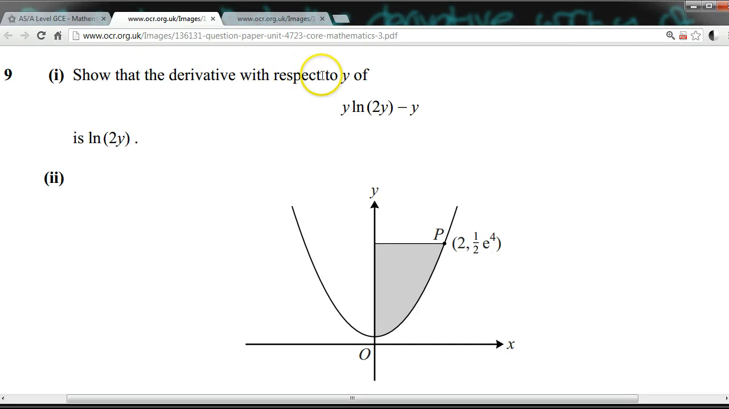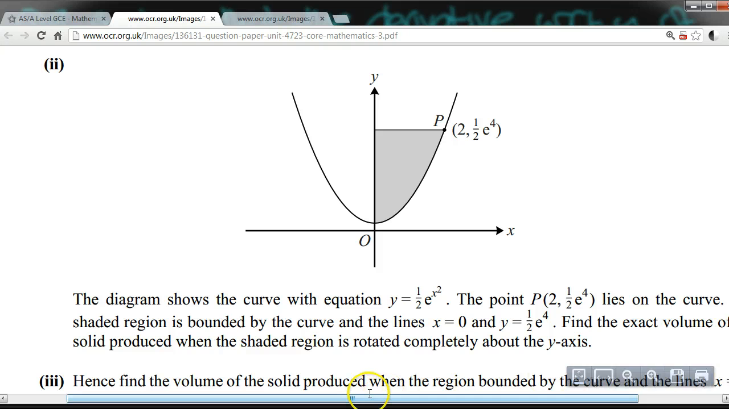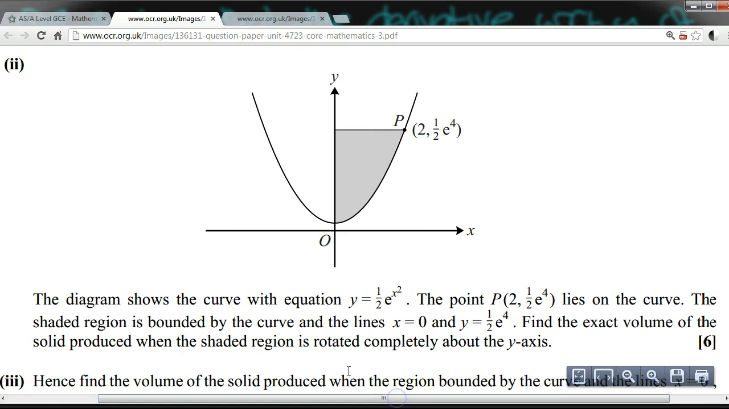Show that the derivative with respect to y of y log 2y minus y is log of 2y. The diagram shows the curve with equation this. The point P lies on the curve, the shaded region bounded by the curve and the lines x equals 0, y equals half e to the 4. Find the exact volume of the solid produced when the shaded region is rotated completely about the y-axis.